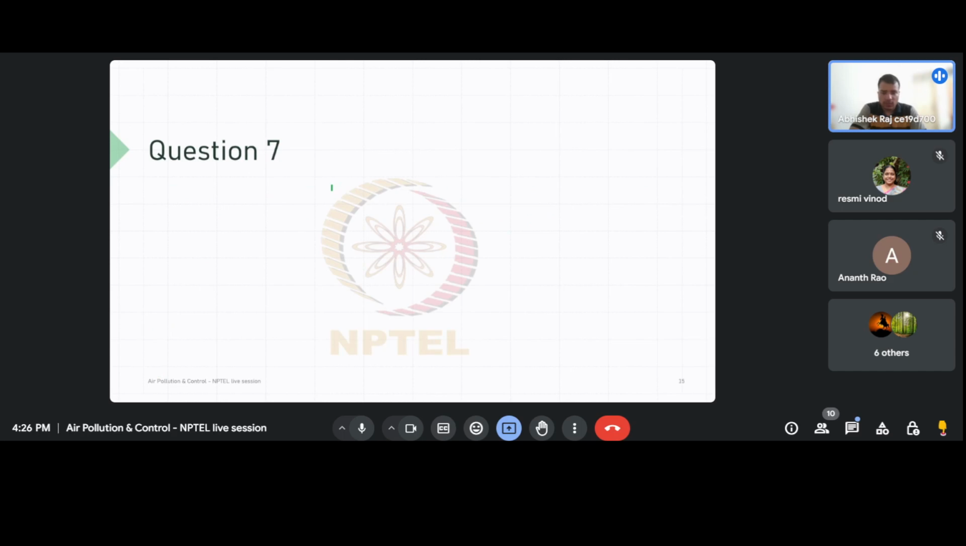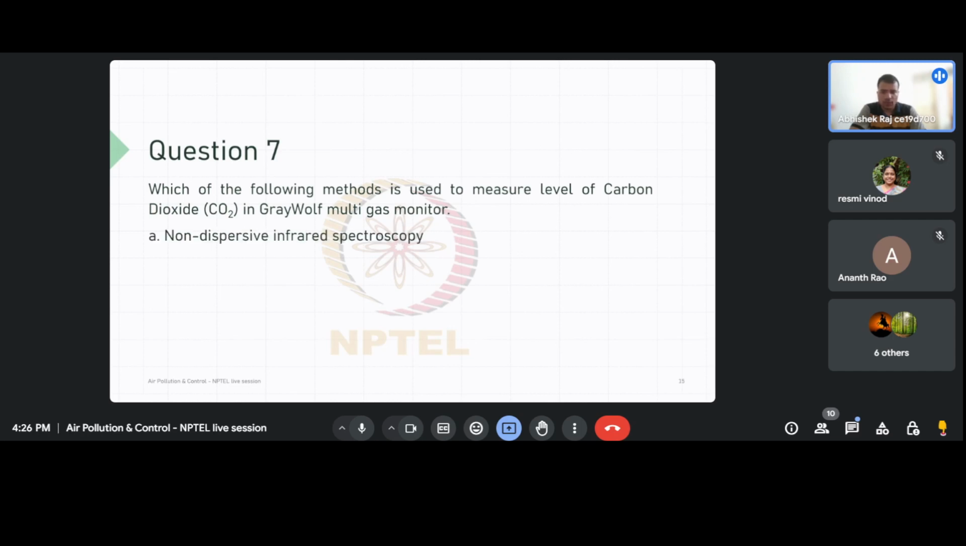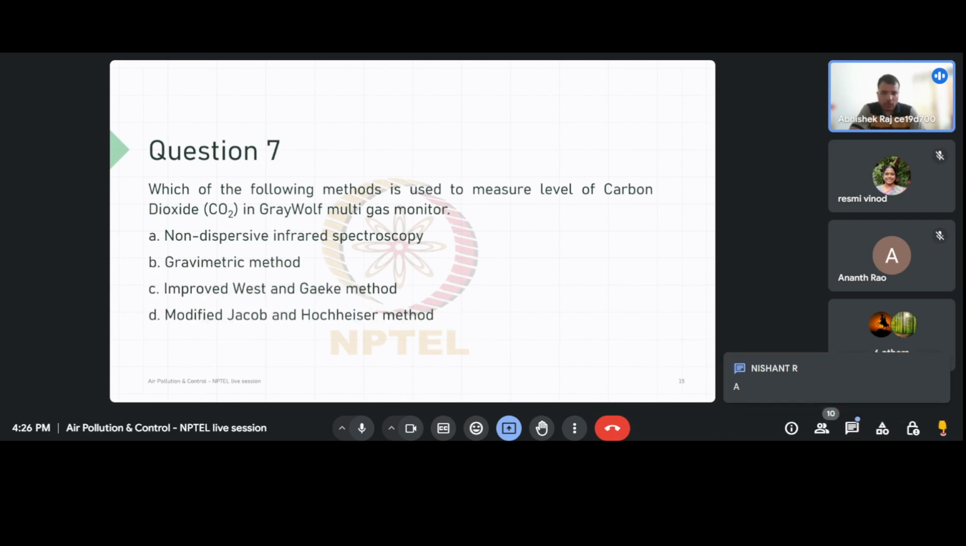Moving to question number 7 now. Which of the following methods is used to measure the level of carbon dioxide in the Grey Wolf multi-gas monitor? Non-dispersive infrared spectroscopy, gravimetric method, improved West and Gaeke method, or modified Jacobs and Hochheiser method.